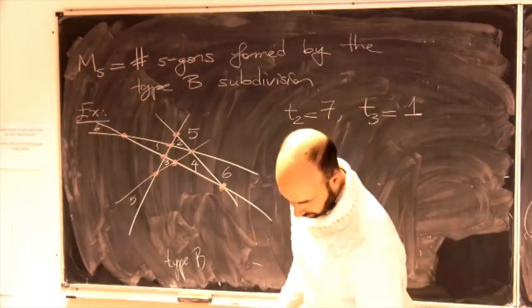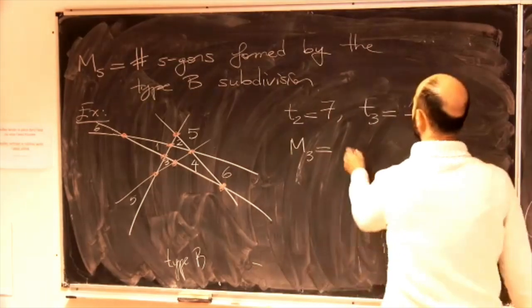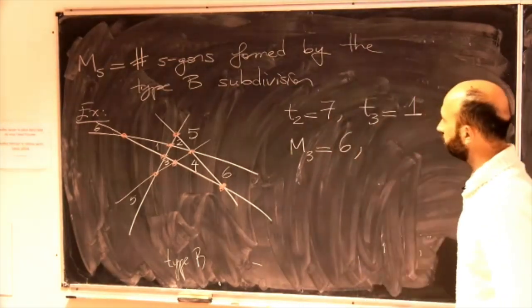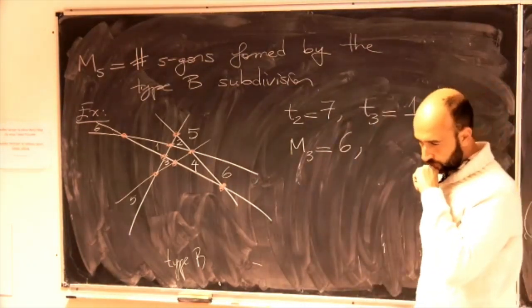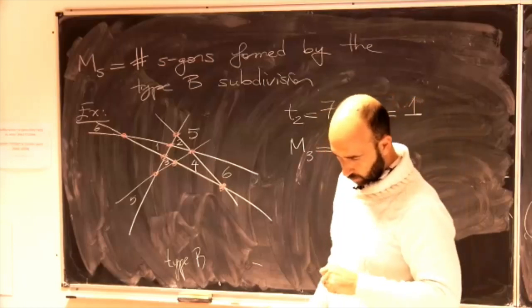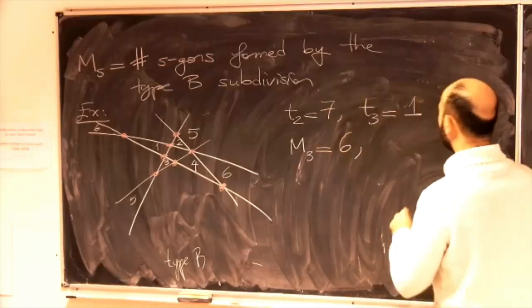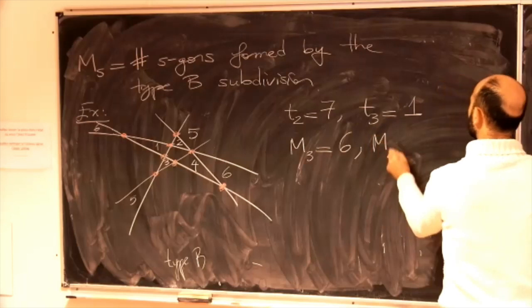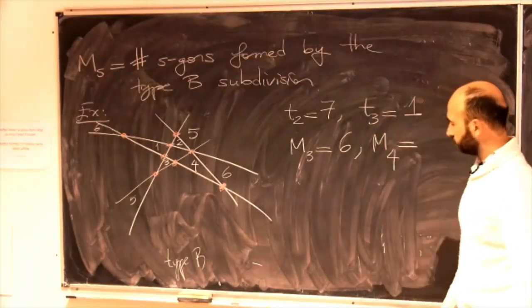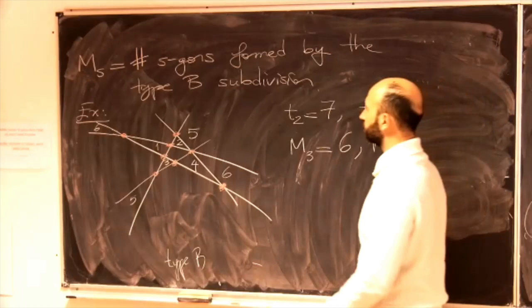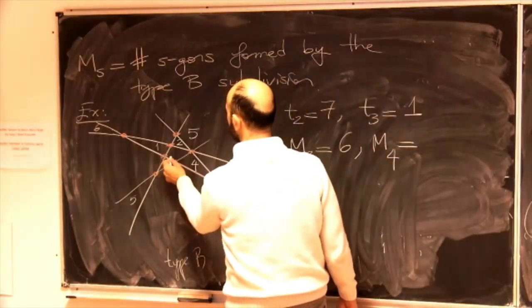And I believe this should also be M3 is 6 in this picture. Now, let's count quadrilaterals, so four sides, the ones with four sides. Here is one. I'll label them with letters for ease. So 1, 2, 3, 4. Let this be A.